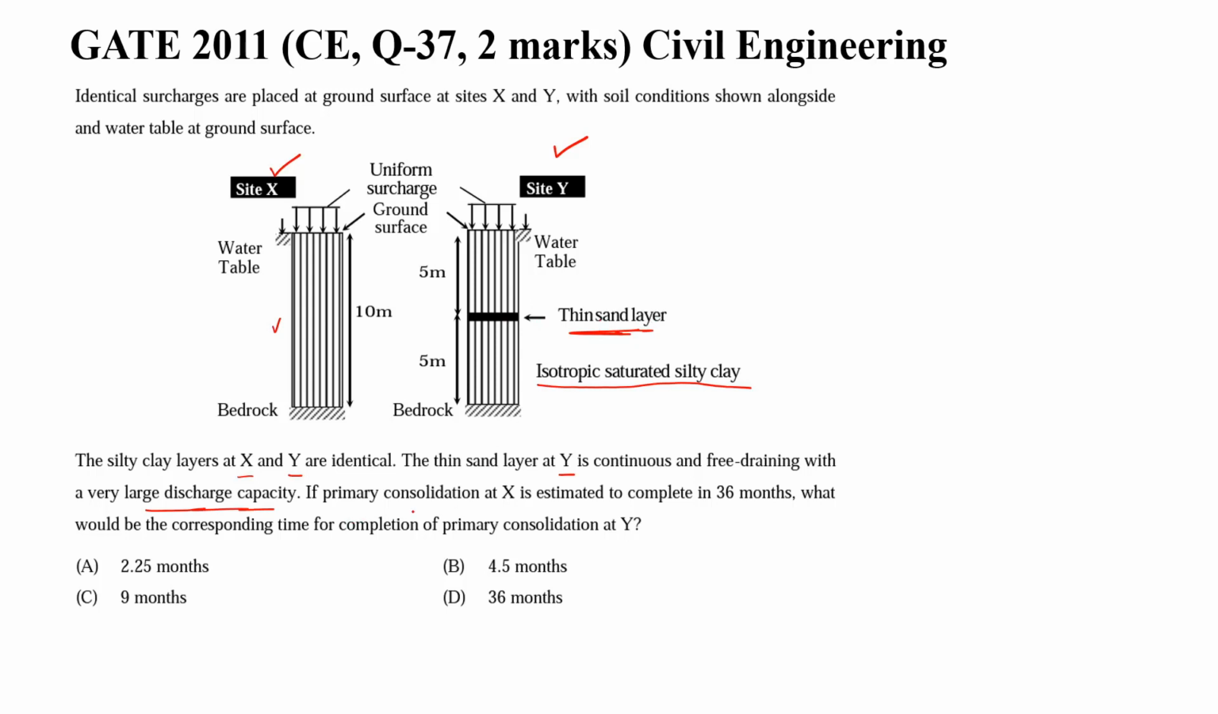Now if primary consolidation at site X is taken as 36 months, what would be the corresponding time taken for the completion of the primary consolidation at Y? You just have to find the time taken for primary consolidation for the same clay layer at Y, whereas the same clay layer is taking 36 months at site X.